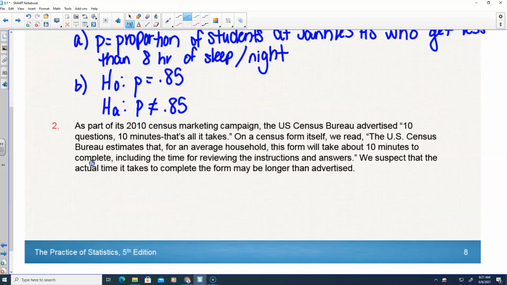As part of the 2010 census, the U.S. Census Bureau advertised 10 questions, 10 minutes, that's all it takes. On the census form itself, we read that the U.S. Census Bureau estimates for an average household the form will take about 10 minutes to complete, including the time for reviewing the instructions and answers. We suspect the actual time is longer. Okay, so first, what is our parameter that we're looking at? It'd be the mean amount of time, so that's mu.